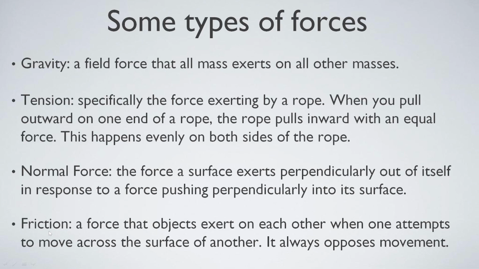And last vocab word for type of force is friction. I've mentioned this a couple of times now. Friction's kind of pesky in terms of how physics works. Friction is a force that objects exert on each other when one object attempts to move across the surface of another. Friction always opposes movement. The entire reason friction exists is to stop motion and make it just not happen, to either prevent motion from beginning or to make motion that's already happening cease.